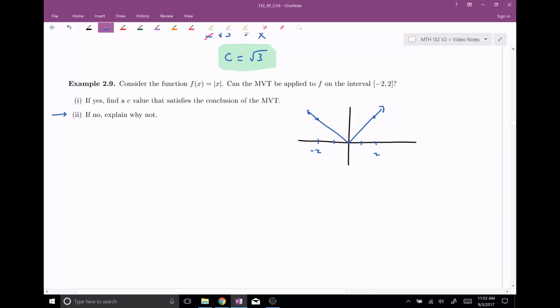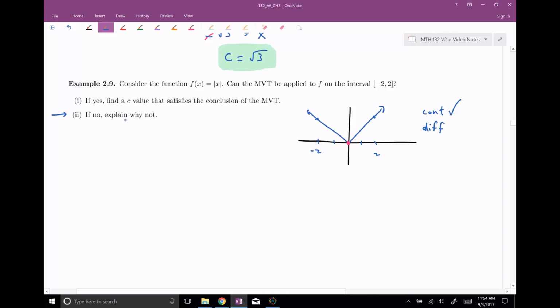Well, you can notice that it is continuous on this interval, right? The absolute value is continuous. I could draw this picture without lifting up my pencil at all. But we have a problem with differentiability. Right, so it is not differentiable here at 0, and it turns out that's a big deal, right? So one of the conditions for the mean value theorem is that it needs to be continuous from negative 2 to 2, and it needs to be differentiable from negative 2 to 2, I guess not including those points.